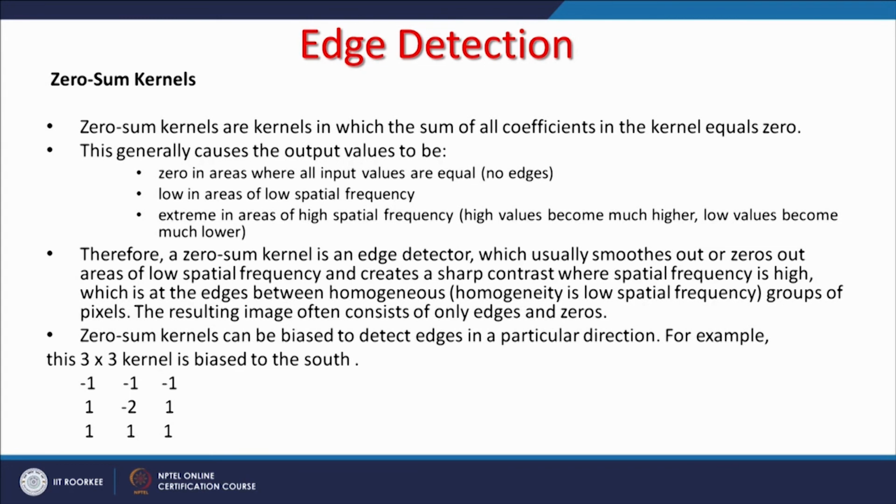Therefore, this zero sum kernel is an edge detector, which usually smoothens out or zeroes out the areas of low frequency and creates a sharp image. That means all the regional variations will disappear, only these will come. An example of this edge detection filter may be like this: only in the top part you have the minus values, whereas here you have positive values, and the center value is -2, and this is a 3 by 3 filter example.